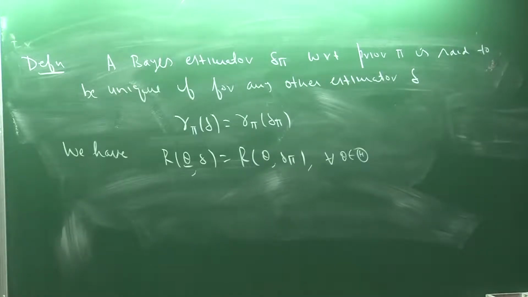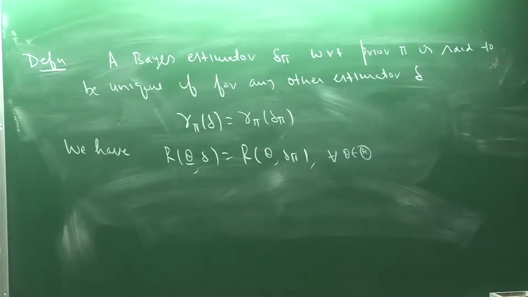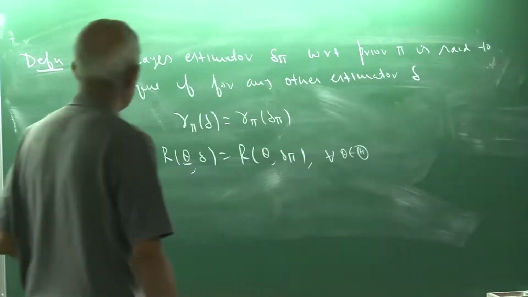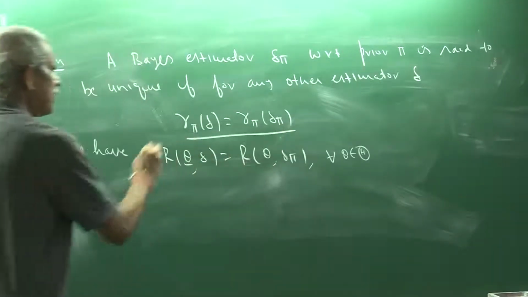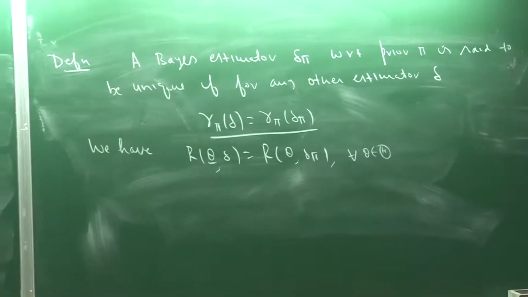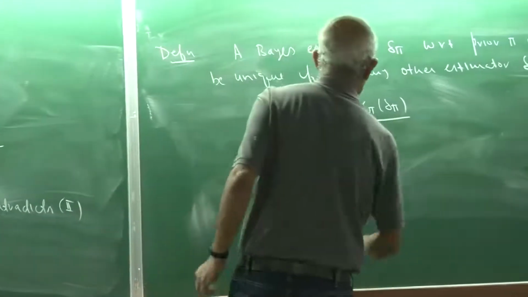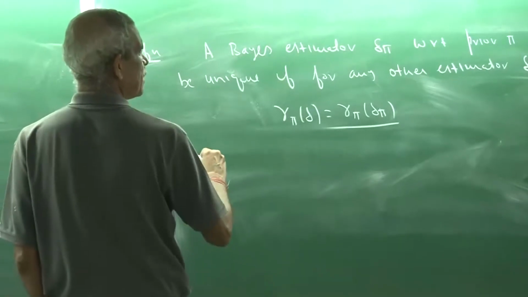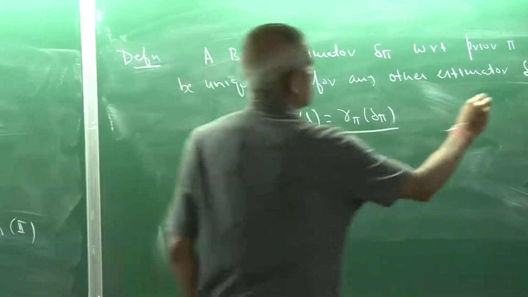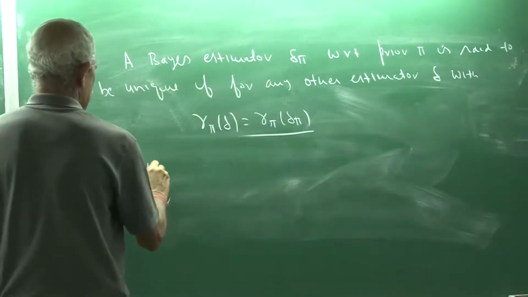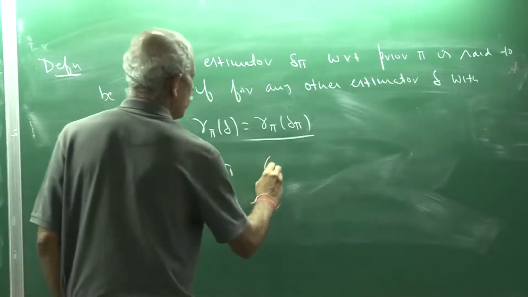Let me see if I have written down the exact definition. The definition is slightly different. So what I say is a Bayes estimator delta pi with respect to prior pi is said to be unique if any other estimator whose Bayes risk is the same as the Bayes risk of the Bayes estimator, which basically means delta is also Bayes, then we have delta is equal to delta pi almost surely.